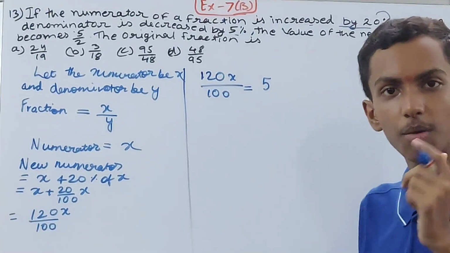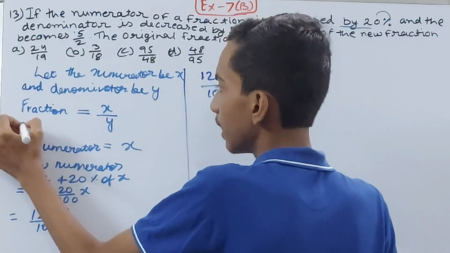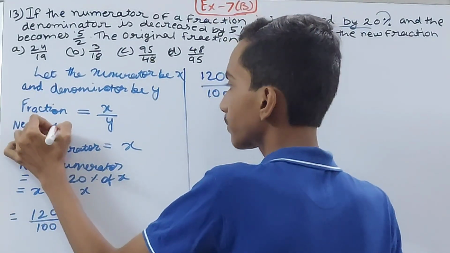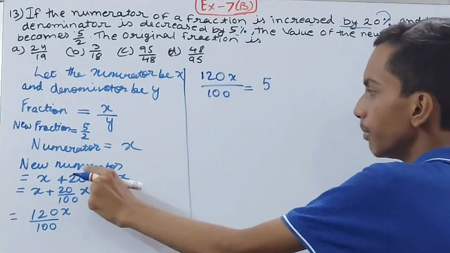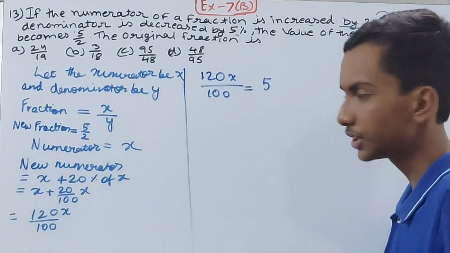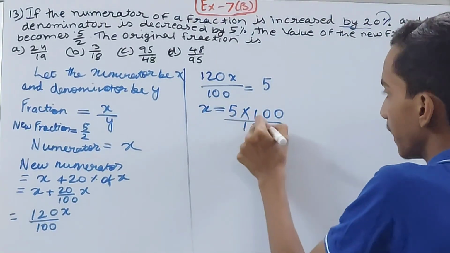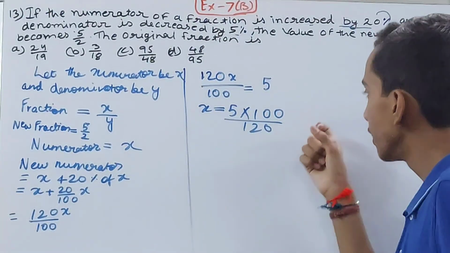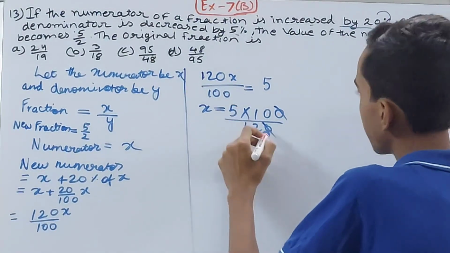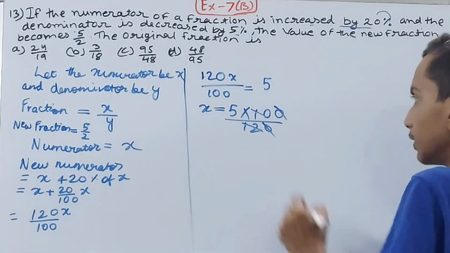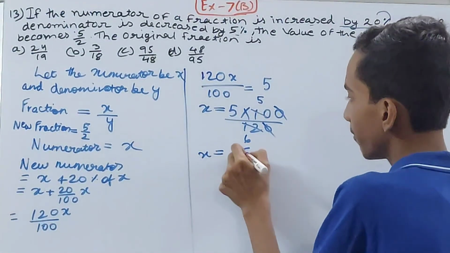See now, 120x by 100 equals 5. This is our equation. From here we will calculate the value of x. Here you should write one more thing, that the new fraction is equal to 5 by 2. This value we have. So the numerator will be equal to the numerator of this new fraction. Now solve this. x will be equal to 5 into 100 by 120, right? Now look here, 100 and 120 you can simplify. This and this will be cancelled, and 10 and 12 you can cancel. So 10 will go 5 times by 2, 12 will go 6 times by 2. So x will be equal to 25 by 6.